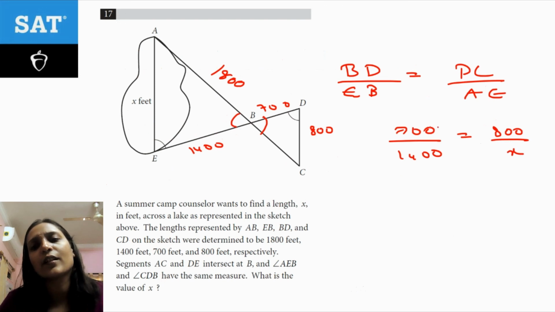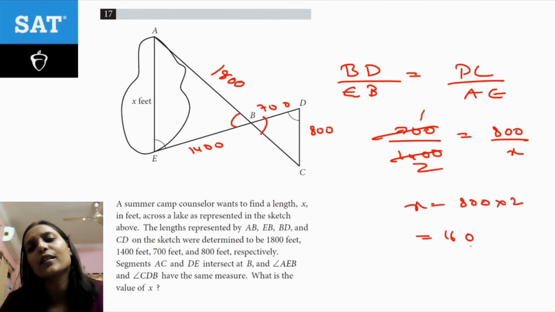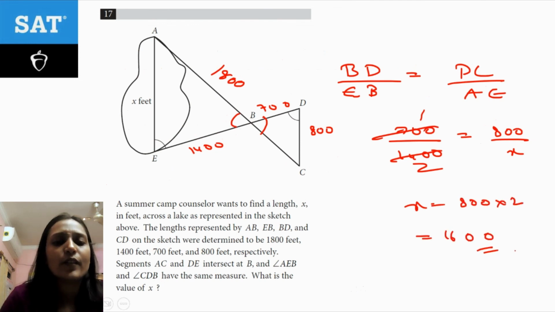So we're getting 1 by 2 is equal to 800 by X. So X should be 800 times 2, which is going to be 1600. That should be your answer using the similar triangles property.